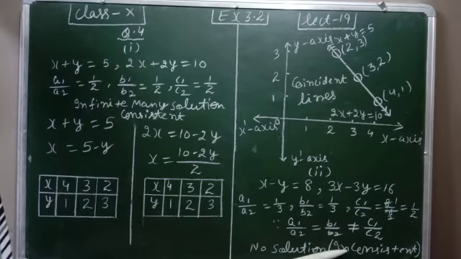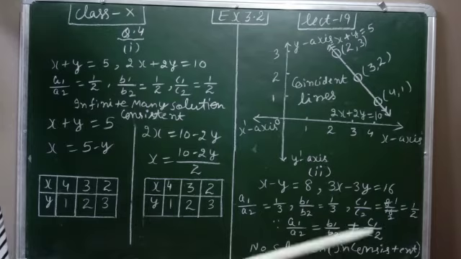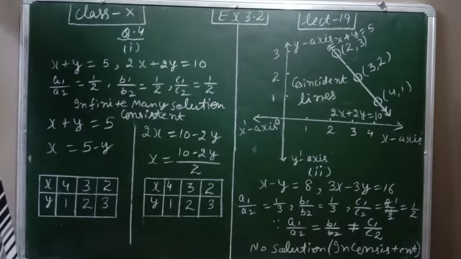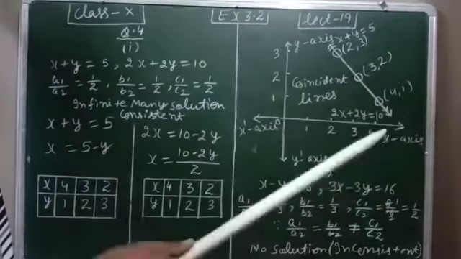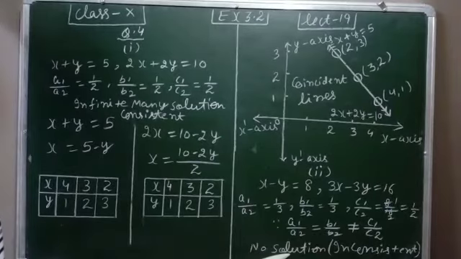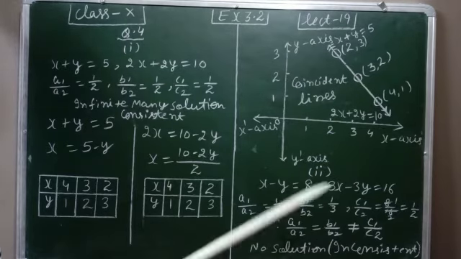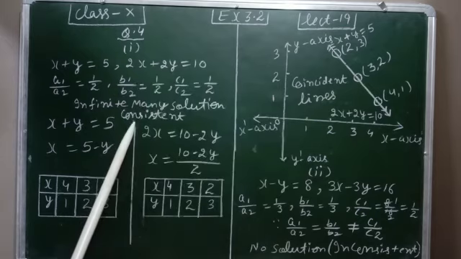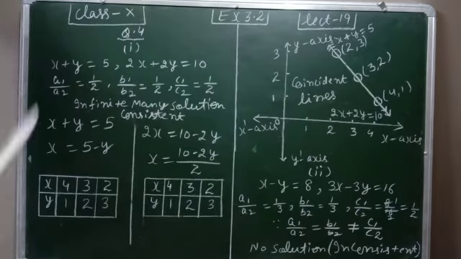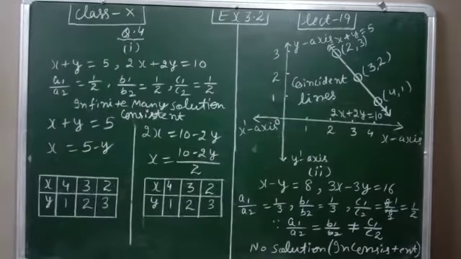In the inconsistent case, the question says there is no need to draw the graph. But if you want to draw the graph, you can, and in the case of no solution you will get parallel lines. That depends upon you. If you want to draw the graph of this second part you can, otherwise there is no need, because the question says that if the consistent case is there, then you draw the graph. So let us read the third part now.